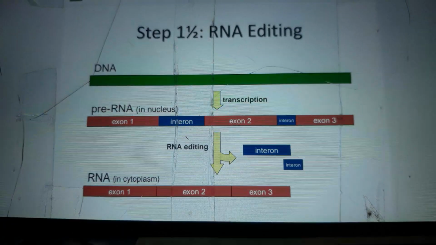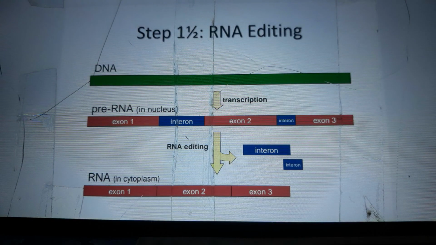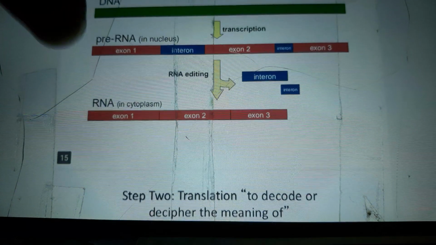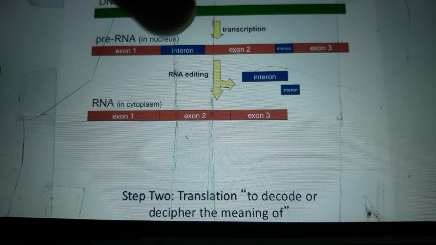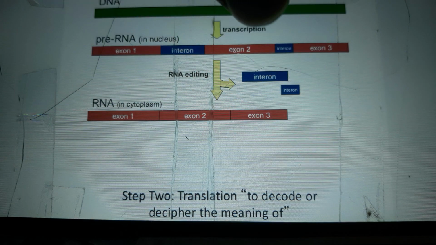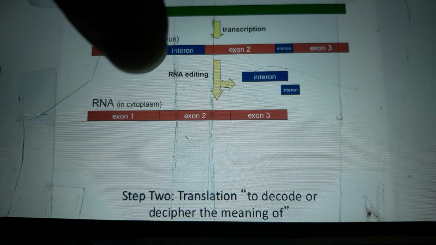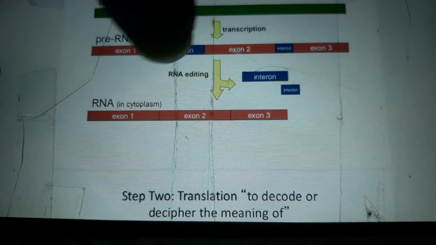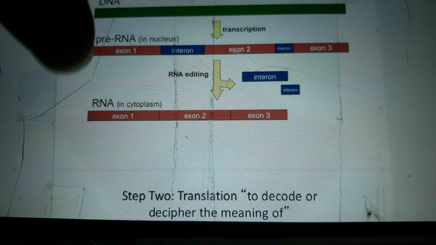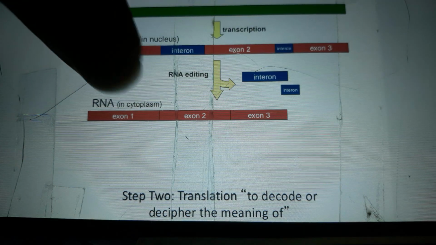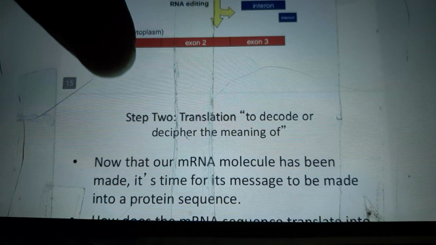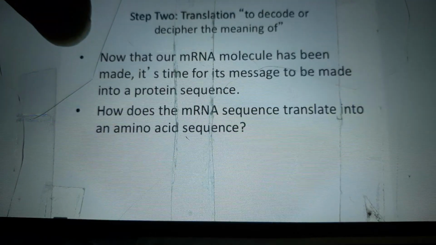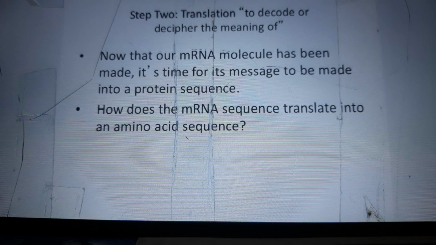Step 1.5, RNA editing. DNA, transcription to pre-RNA in the nucleus: exon 1, intron, exon 2, intron, exon 3. So the RNA editing happens here, removing the introns, and leads to RNA in the cytoplasm: exon 1, 2, and 3. Step 2, translation: to decode or decipher the meaning of.